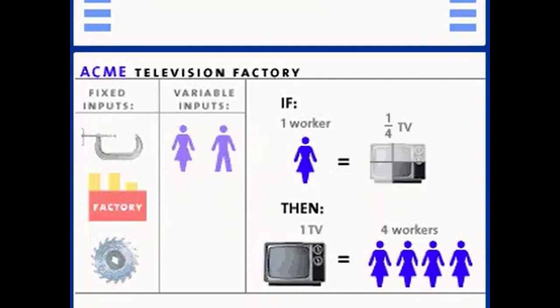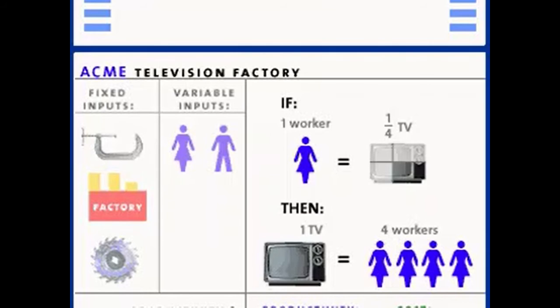Notice, productivity and costs are reciprocal. If one worker can produce 1/4 of a television, then it takes 4 workers to produce 1 television. And you've got to pay those workers the wage, and that's what determines the cost of getting that television put together. 1/4 is the reciprocal of 4. If 1/4 is the productivity of the worker, then 4 is the number of workers it takes, which becomes your cost of producing the television. This simple explanation is the basis of the relationship between costs and productivity.